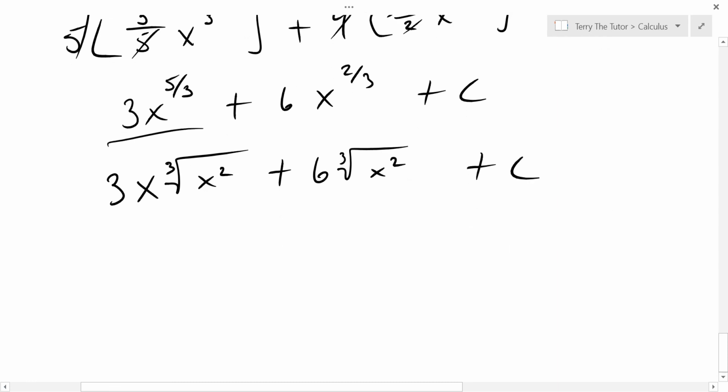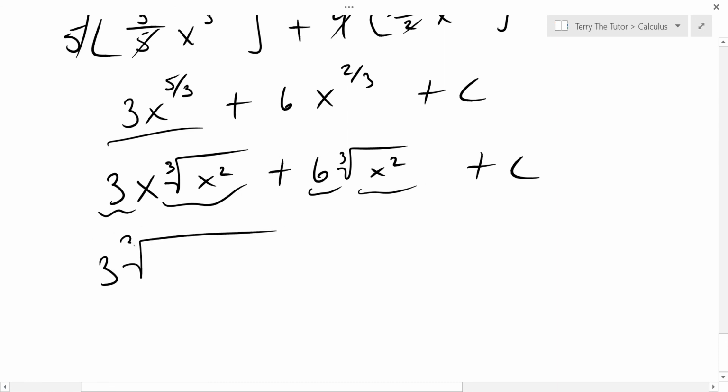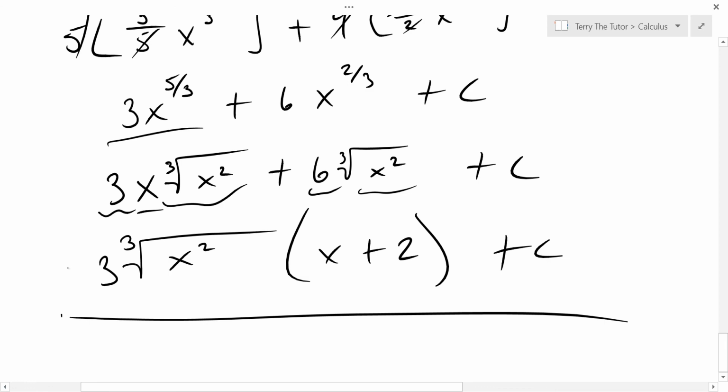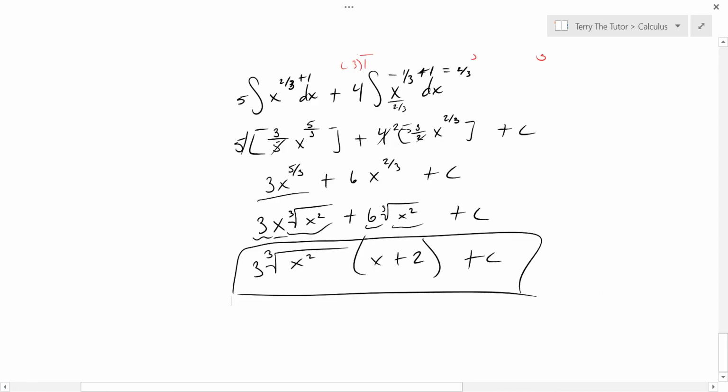And in fact, we can even factor out a 3 from both, and we can factor out a third root of x squared. So let's go ahead and do that. 3 third root of x squared. What's left is an x. So we've got x, and what's left is 6 divided by 3 is 2. So x plus 2, plus C, finally, is our answer.